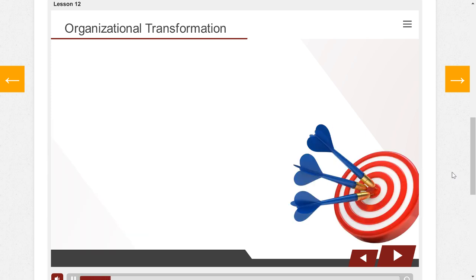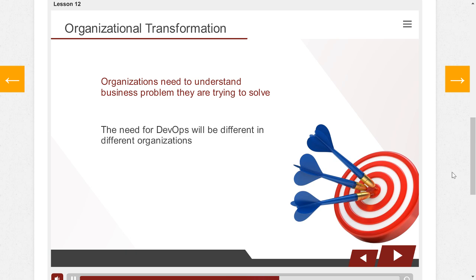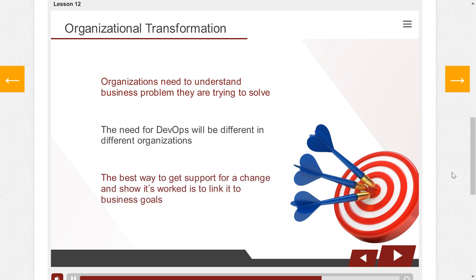Understanding the why means understanding the business opportunity. Organizations need to ask themselves what business problem they are trying to solve or why they need to change. The need for DevOps, for example, will be different in different organizations and might even be different between teams in the same organization. The best way to get support for a change is to link it to business goals. This will also make it easier to show if the change has been successful or not.